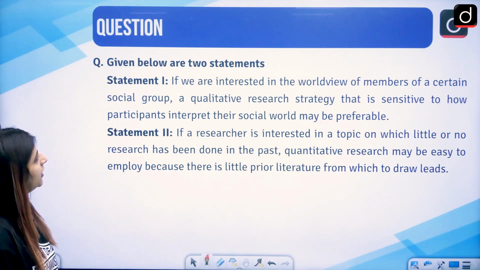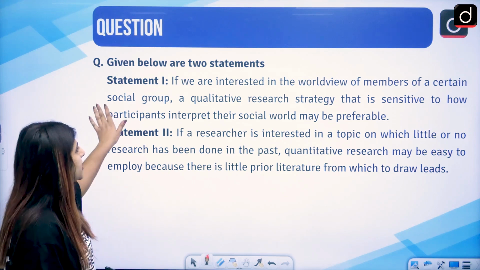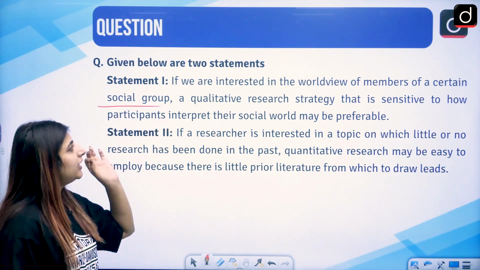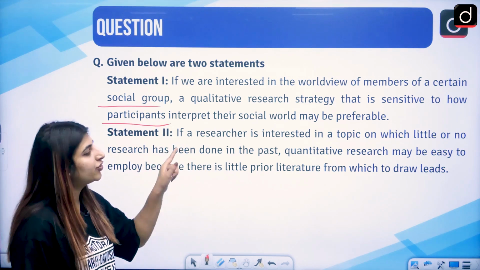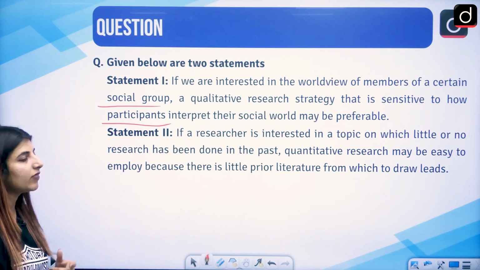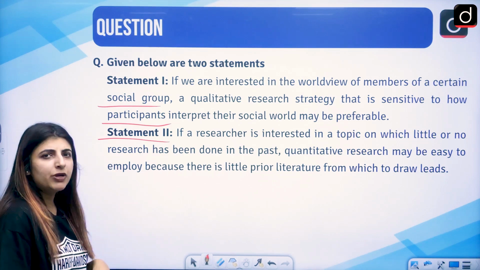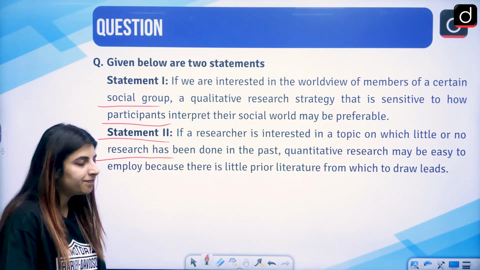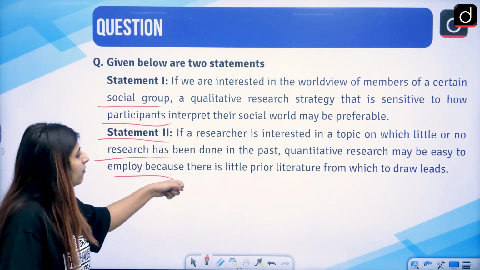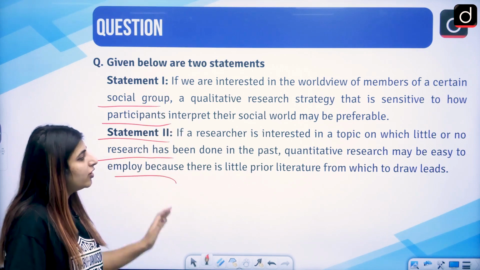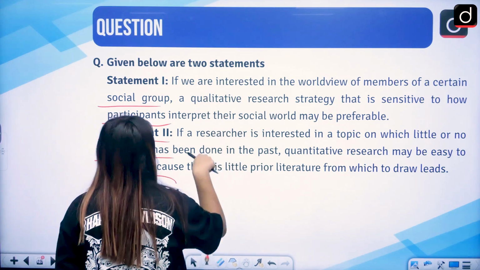Next question, again statement based. If we are interested in a world view of members of a certain social group, a qualitative research strategy that is sensitive to how participants interpret their social world may be preferable. This is statement 1. Statement 2 says, if a researcher is interested in a topic on which little or no research has been done in the past, quantitative research may be easy to employ because there is little prior literature from which to draw leads. What do you think is the answer here from these very two statements?